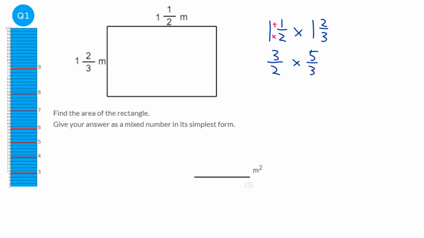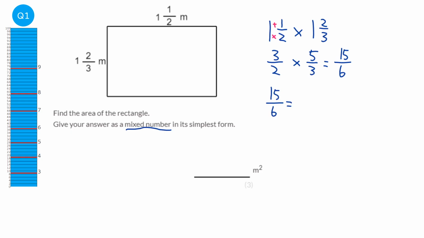Now we don't need to get the denominator the same, we're multiplying. All we do now, really easily, is just multiply the tops and multiply the bottoms. So we've got to convert 15 over 6 into a mixed number because it asks for a mixed number. So 15, how many 6s go into 15?